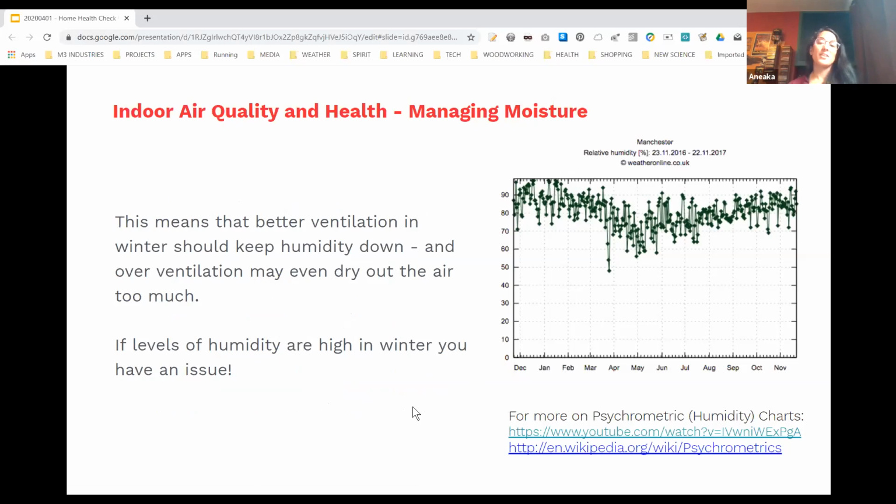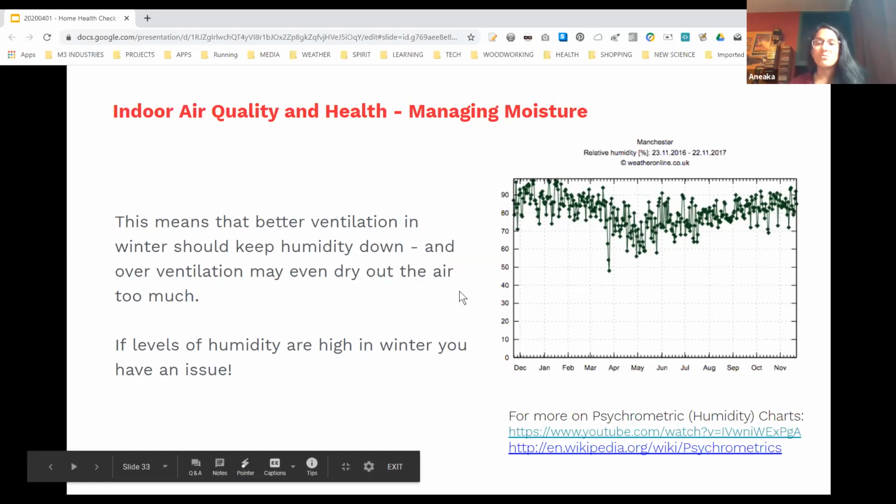autumn, where the temperature outside might be something like 16 degrees or even 14, and as you bring that air into the home, you're not heating it up that much. So we don't have the opportunity to get our relative humidity levels down indoors, if that makes sense.